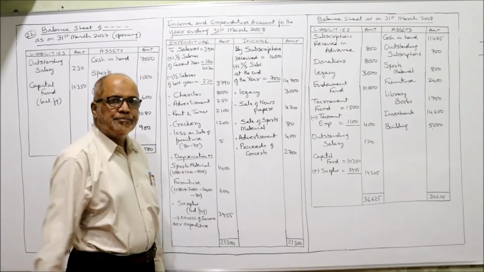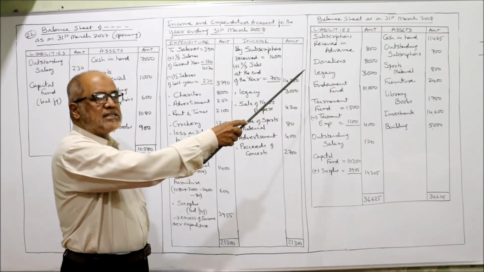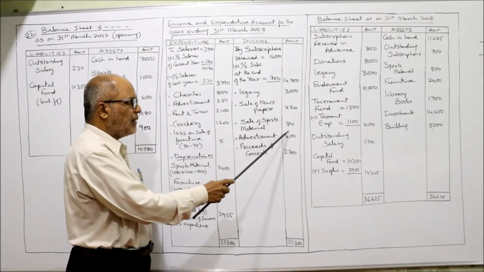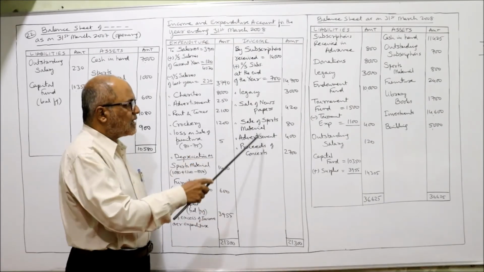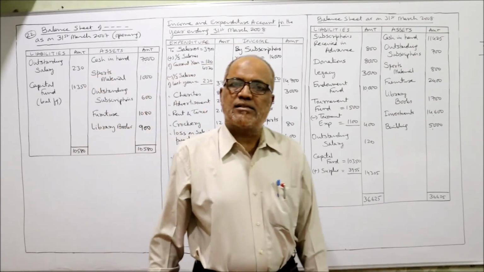Next, legacy. 6,000 is the legacy. But half legacy we are capitalizing. So remaining half. Sale of newspaper, sale of sports material, and advertisement, proceeds of concerts. All these are the revenue incomes. Take the total. Now expenditure side, salaries.